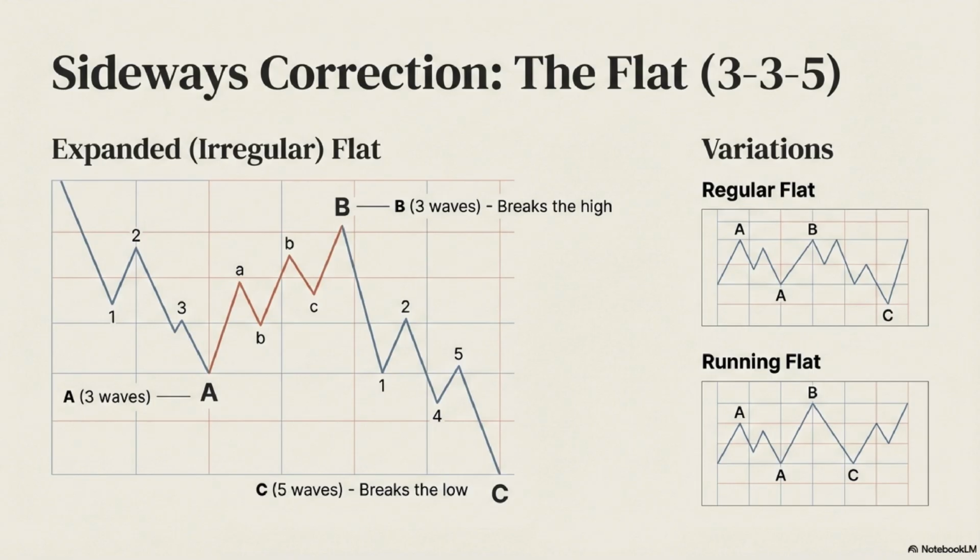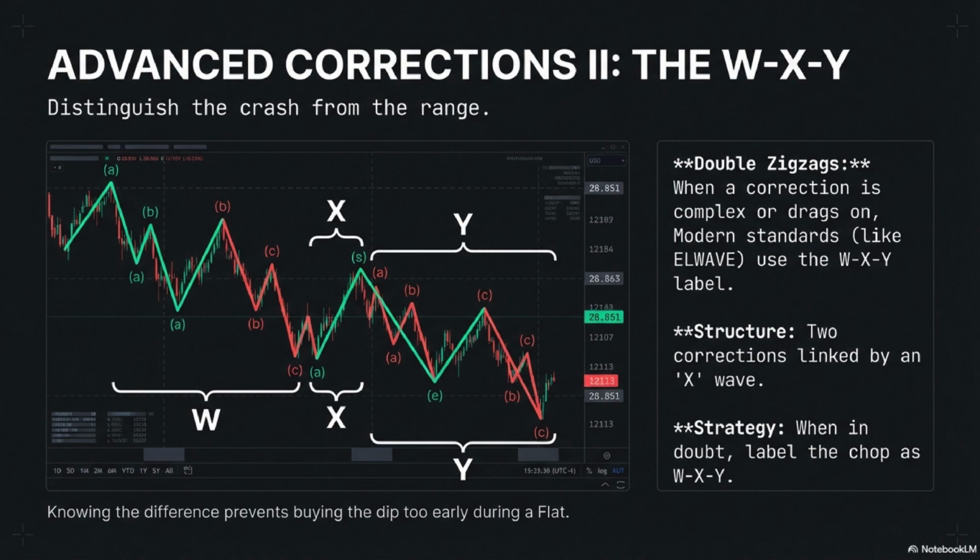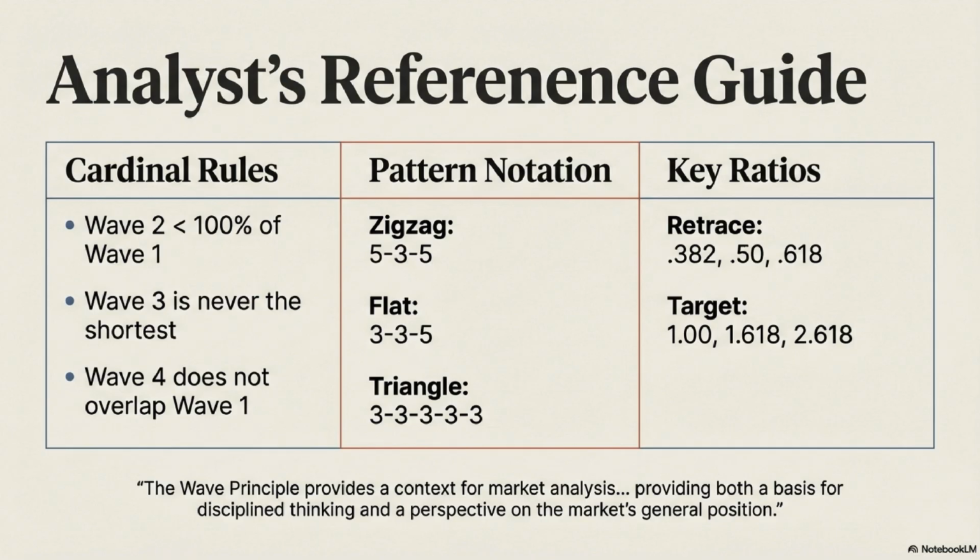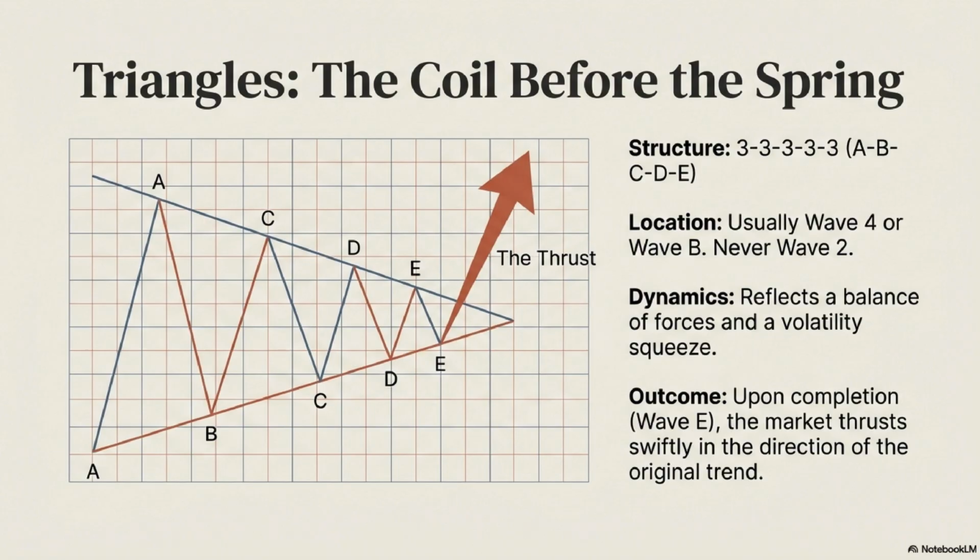Advanced corrections. Not all corrections look the same. Zigzags are sharp and fast. Flats are sideways and time-consuming. Misunderstanding corrections causes traders to enter too early and get stuck in consolidation. Structure matters more than speed.